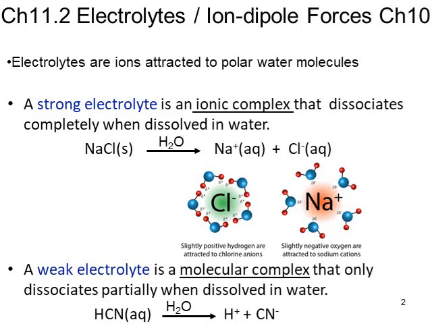So NaCl is called a strong electrolyte because it dissociates, which means to split 100%. So any ion that completely dissociates in water is considered a strong electrolyte. On the other hand, a weak electrolyte is usually a molecular complex that dissociates only partially. So whereas NaCl gives 100% ions, HCN is going to give about 1% ions. 99% of it will stay in the initial molecular form.